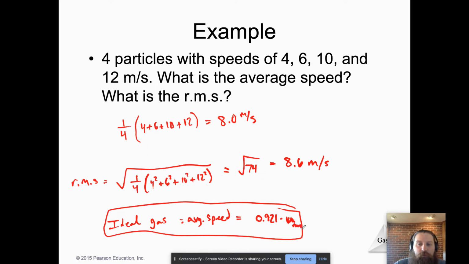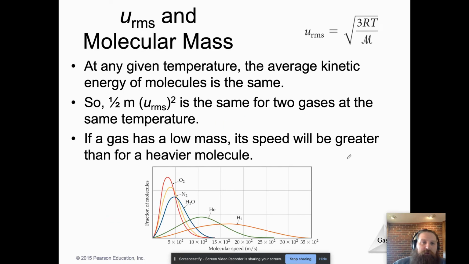Now, notice these two things aren't the same. They're different. They're not wrong. It's just that when we look at that equation, here is going to be my UMP, my most probable speed. Here's going to be my UAV, my average. And this is going to be my URMS. They're not going to be the same number. That's okay.